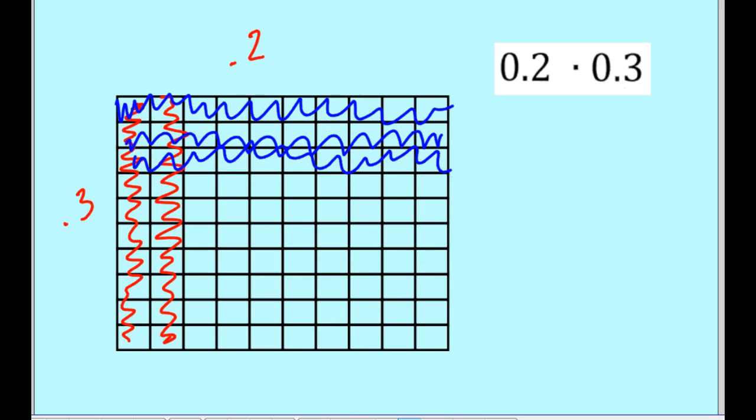Now that both of those are done, I can see where they overlap. Those 2 colors overlap, and I'm using purple on purpose here, in 1, 2, 3, 4, 5, 6 1/100ths. We're no longer in tenths, we're in littler chunks. So I know it's 6 1/100ths. I have to make sure that my decimal is in the right place. So let's look at this again.